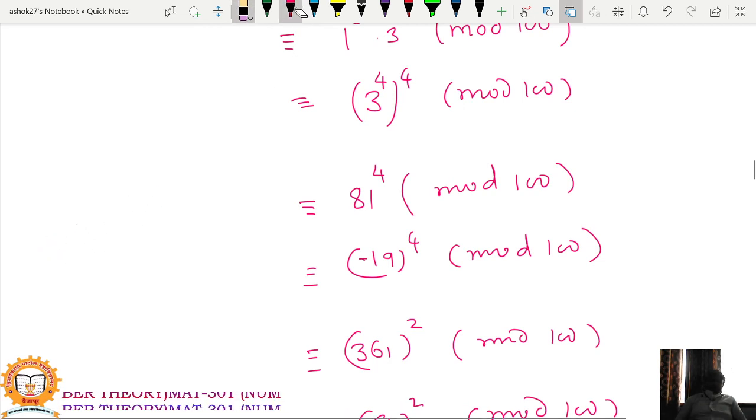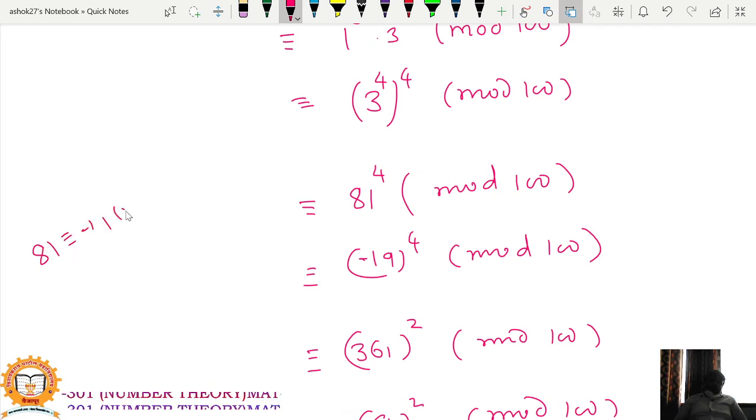So you can observe 81 is congruent to minus 19 modulo 100. So you can replace 81 by minus 19. So 81 raised to 4 is congruent to minus 19 raised to 4 modulo 100.